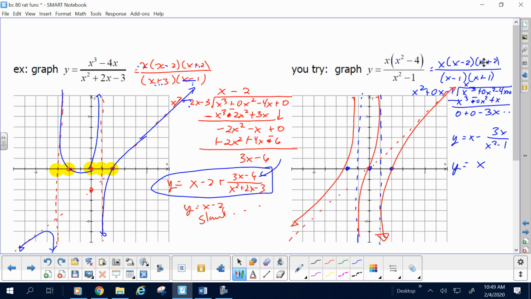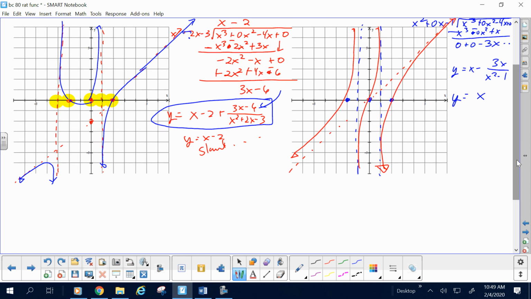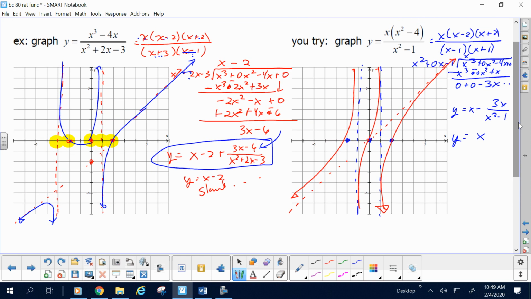If you synthetically divide it, this has linear divisors, but it has two of them. So let me show you, it's called repeated synthetic division. You would have to first divide by -1: 1, 0, -4, 0, then 1, -1, -1, 1, -3, 3. Then you would have to divide that by +1: 0, 0, -3. So it'd be something like y equals x. Okay?